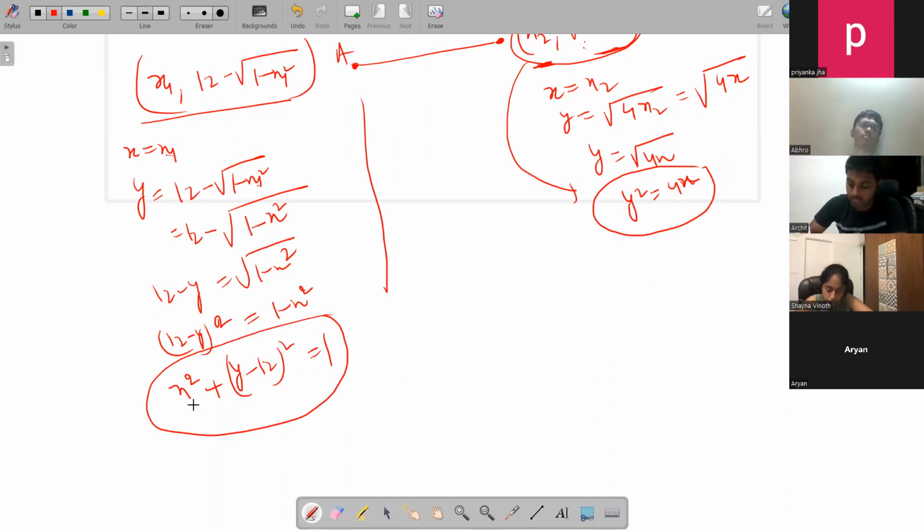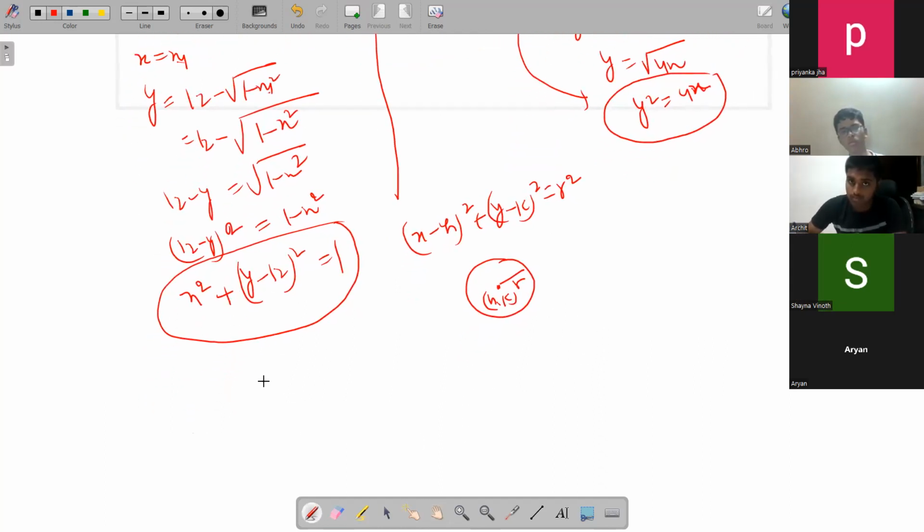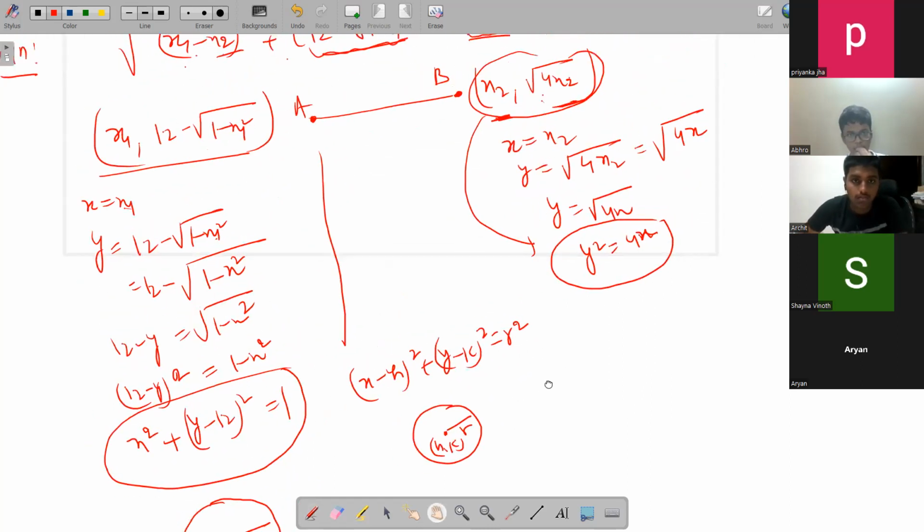I must have told you this in the beginning stage only. See, this is the equation of a circle: x minus h whole square plus y minus k whole square equal to r square, whose center is h comma k and radius is r. All these things are basic mathematics that I already told everyone. So its center is 0 comma 12 and radius is 1. Till here you note it down, then I'll tell you.